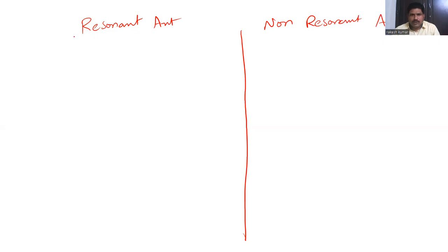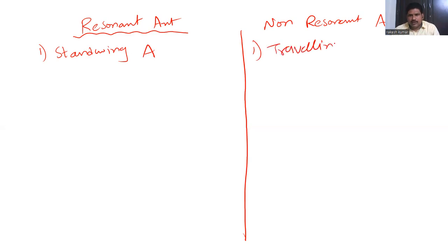So resonant antennas are also called standing wave antennas. Non-resonant antennas are also called traveling wave antennas. Okay, so we'll see what is meant by standing wave and traveling wave. So now I will draw the diagram.